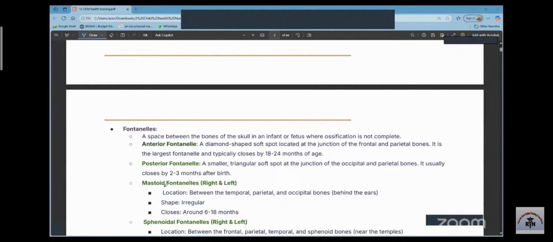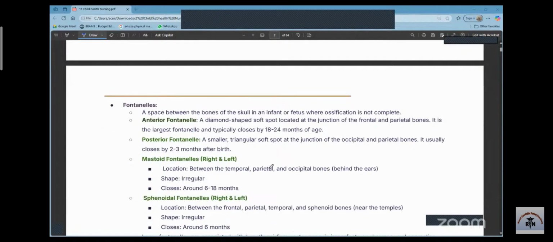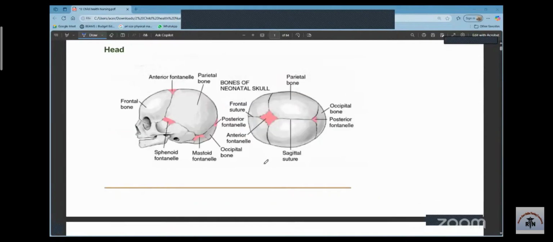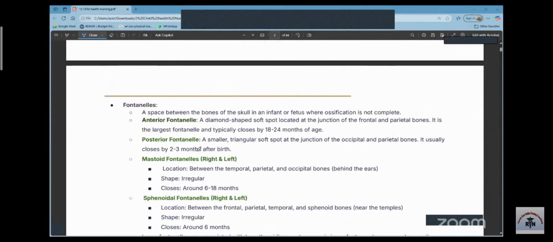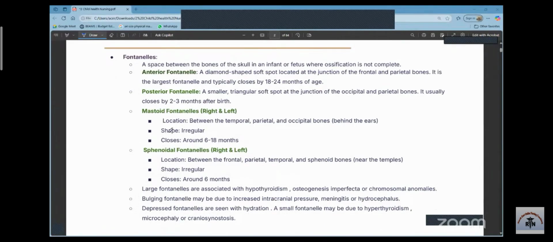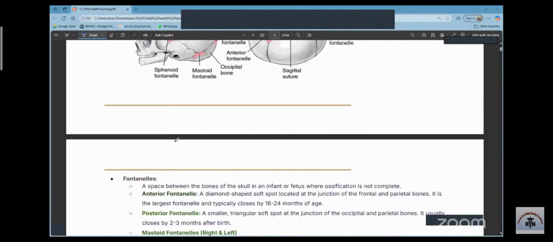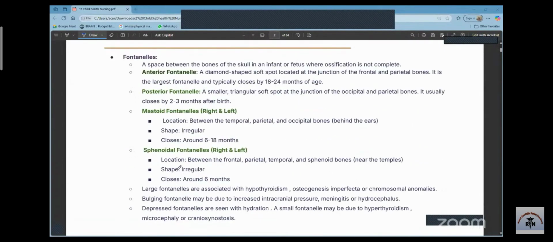Then we have two mastoid fontanelles, right and left, located between the temporal, parietal, and occipital bones, behind the ears. You see this one? This is the mastoid fontanelle. Its shape is irregular and it closes around 6 to 18 months. Then the sphenoidal fontanelle is between the frontal, parietal, temporal, and sphenoid bones near the temples, here. Its shape is again irregular and it closes around 6 months.